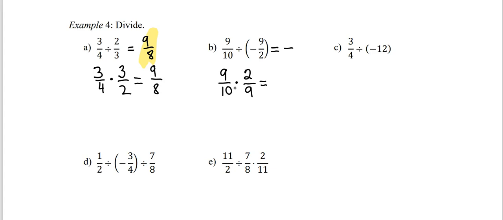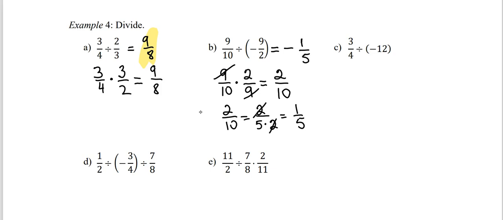Then take a look around and see that you have 9 on top and 9 on the bottom. They will cancel each other, and then you will have 2 over 10. You need to double check that you can still reduce it. 2 goes into 10 5 times. You can rewrite 2 over 10 as 2 over 5 times 2. So that means you have 2 on top, 2 on the bottom. So you would reduce that to 1 over 5, and that would be your final official answer. Negative 1 over 5. Remember, we had the negative sign that we placed there before, and we've got our answer.